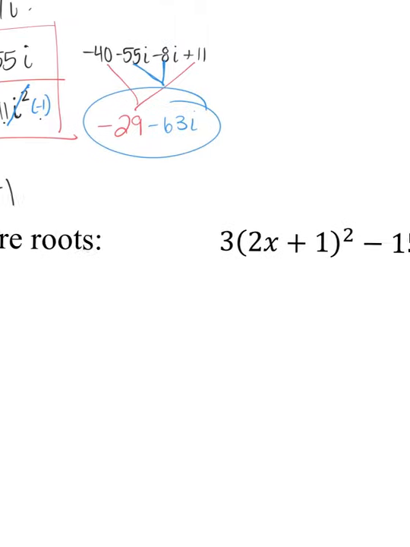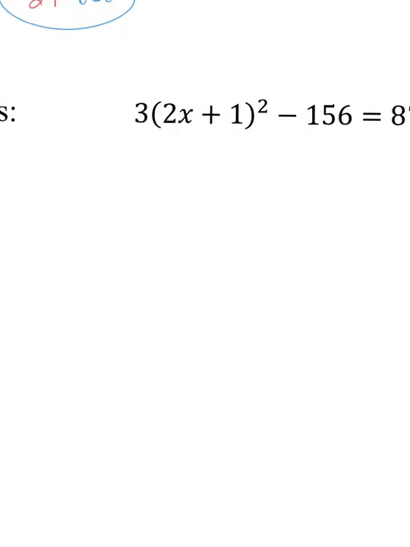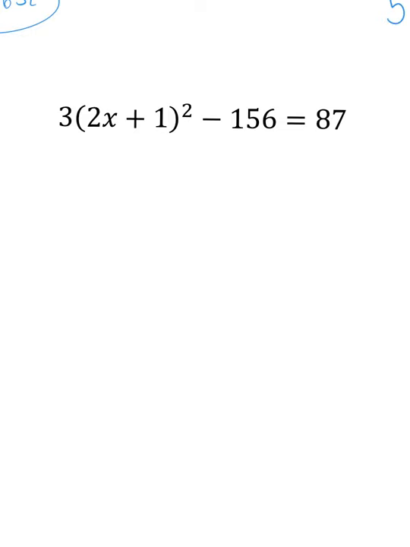All right, on to the next one. So with this question, number 7, we are going to use square roots, okay? And before I do anything, before I start to solve, I need to know that I need to get my squared term all by itself. So I need to get 2x plus 1 squared all by itself before I can do anything. So the first thing I'm going to do, I need to move this 3 and this negative 156 to the other side somehow. So I'm going to add 156 to both sides of the equal sign.